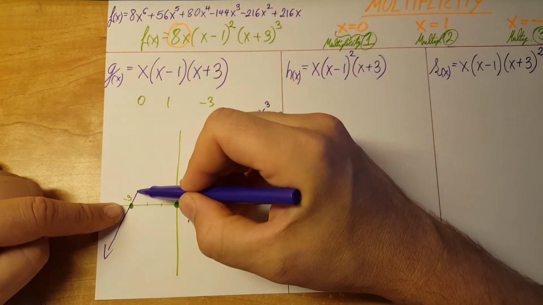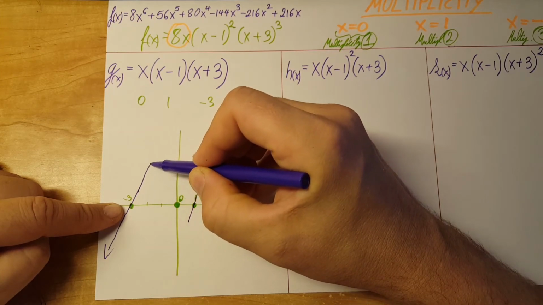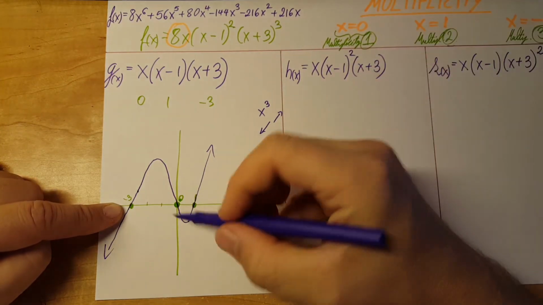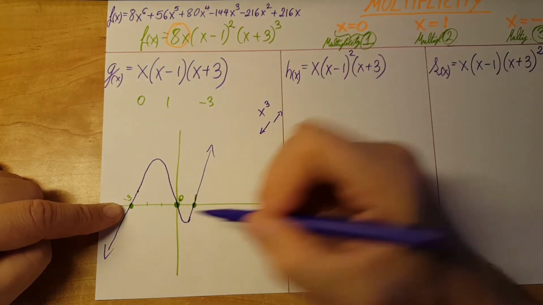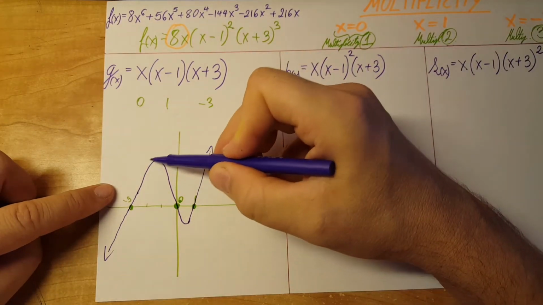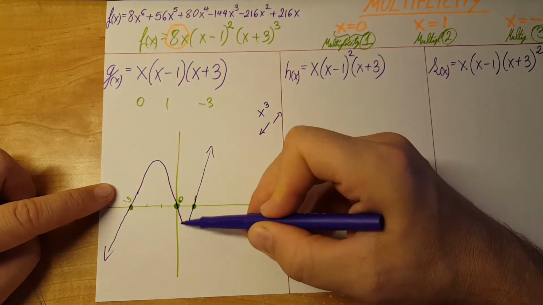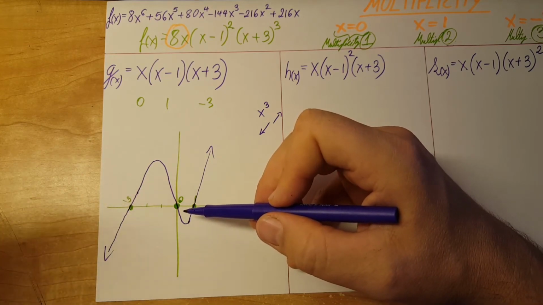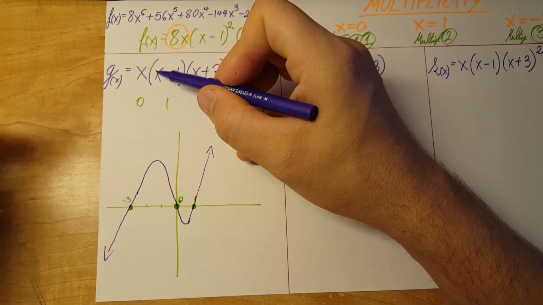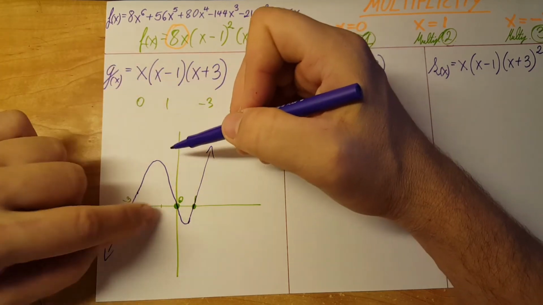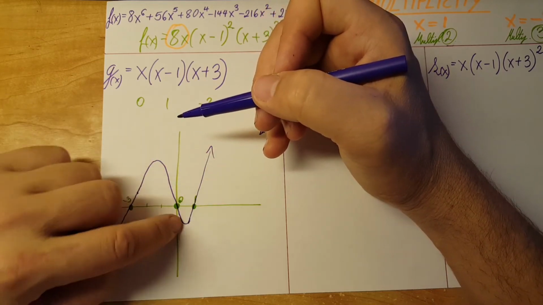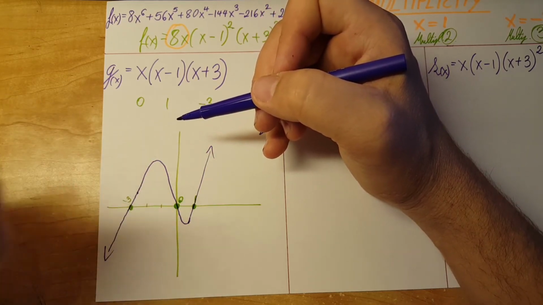So from here the graph will do something like this and will cross the x-axis at point 0. These areas and this area, right now we are simply guessing. You can take some points, plug in for x, let's say -1, -2, or 1/2, to find a better location for this if you want to be more precise.